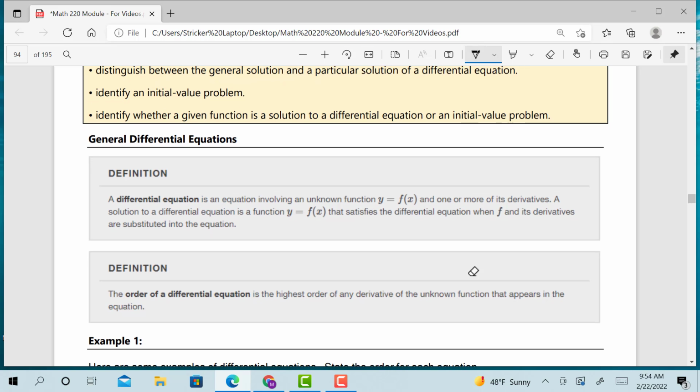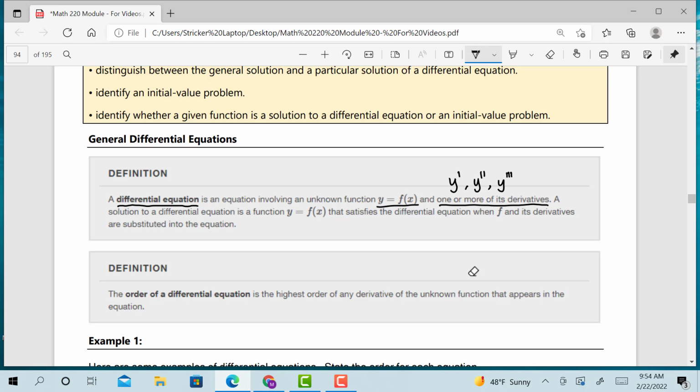The first one is actually the definition of a differential equation. It says a differential equation is an equation involving an unknown function y and one or more of its derivatives. So that's what kind of sets it apart. Differential equations, as opposed to equations you've seen before, not only have y in it, but they also have the derivative. So it could be a y prime or a y double prime or even a third derivative. As long as there's one or more of its derivatives, then it's considered a differential equation.